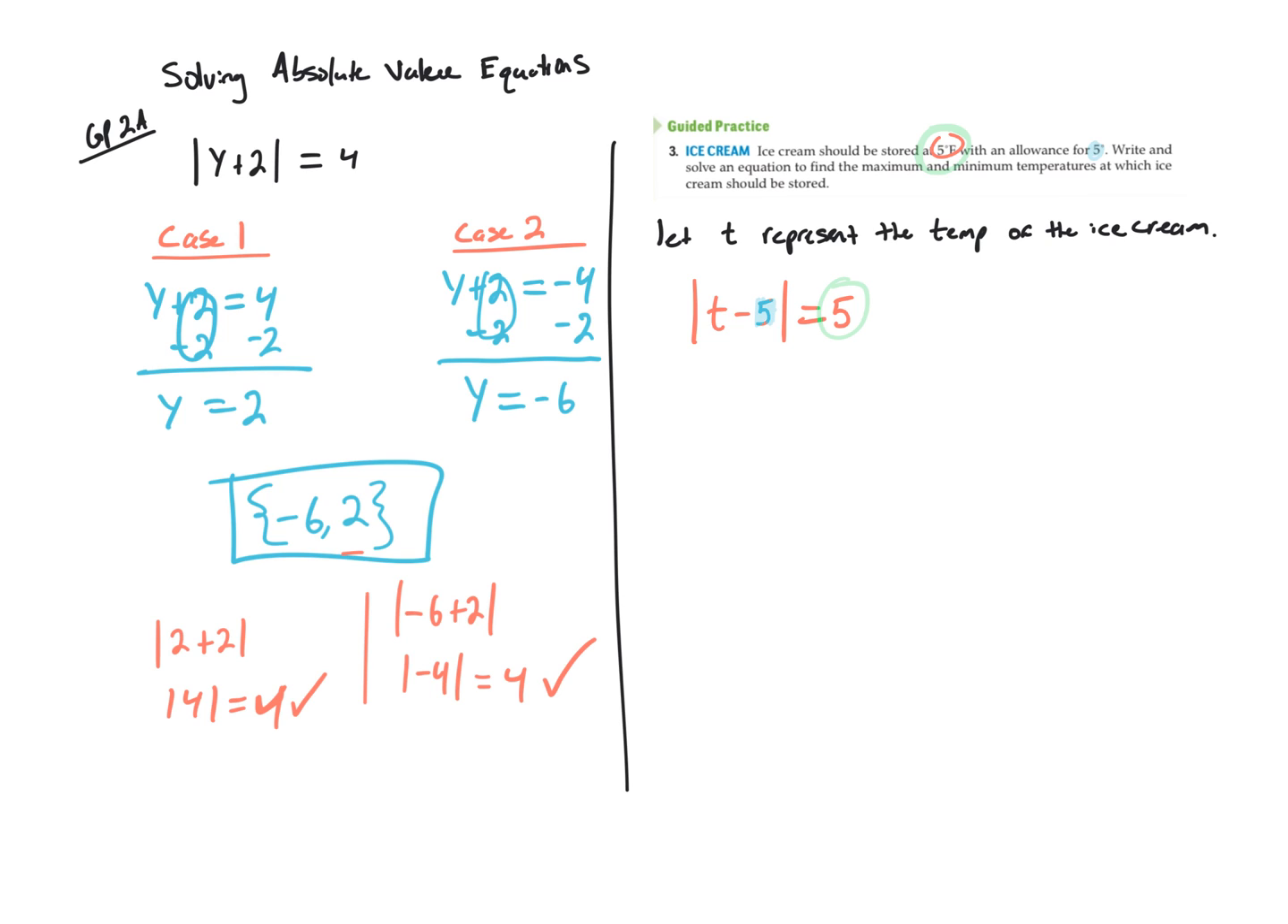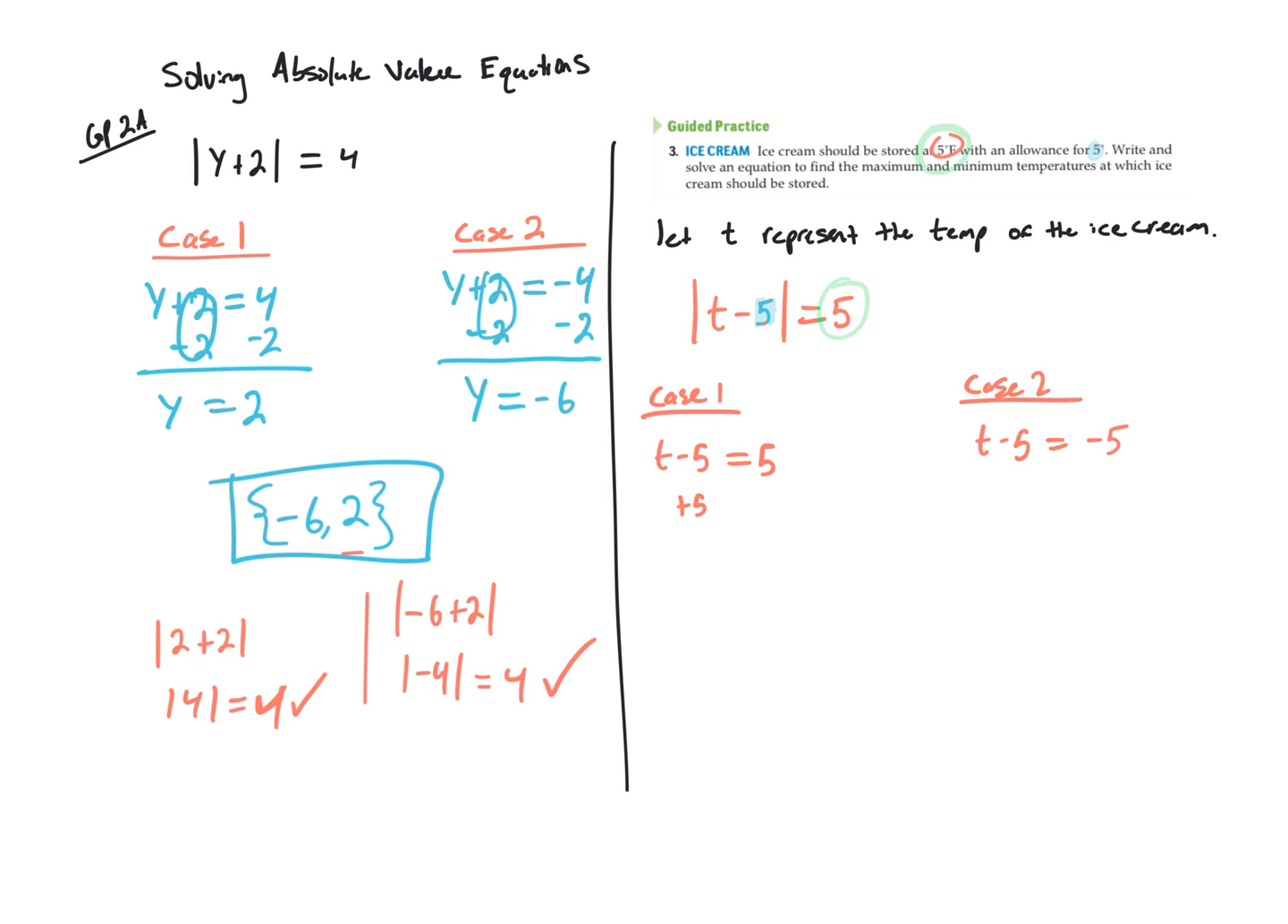Alright, so now we need to go through and solve this. So remember, we have two cases. We have case 1, where T minus 5 is just equal to 5. Or we have case 2, where T minus 5 is equal to a negative 5. Again, because if a negative 5 got put in here, it'd still come out to be 5, or if this was 5, it'd still come out to be 5. So now let's go through and solve.